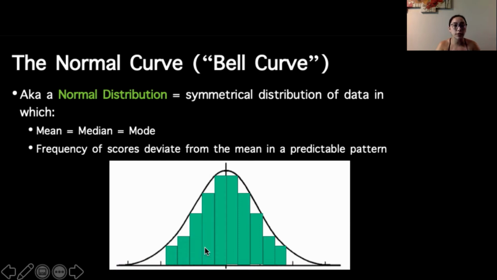A perfectly normal curve would have equal frequencies in a stepwise fashion away from the mean, going both above and below. So in this bell curve, or normal curve, we would expect the mean, the median, and the mode, which are all of our measures of central tendency, to be equal to each other. The frequencies of the scores are going to deviate from the mean in a predictable pattern.